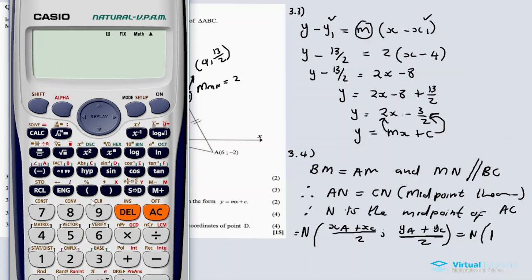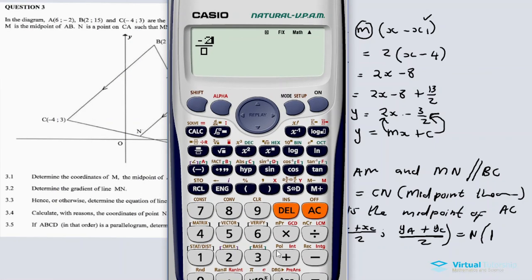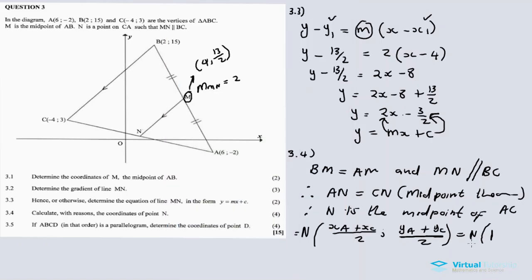So here YA is minus 2, YA plus YC with 3 plus 3 divided by 2. The answer is 1 over 2. So the coordinates for N are 1 and 1 over 2. You can calculate the coordinates of N with reasons, or you can use simultaneous equations. For 3.5 you need to erase this, so in terms of answer, we answer with 3.5.